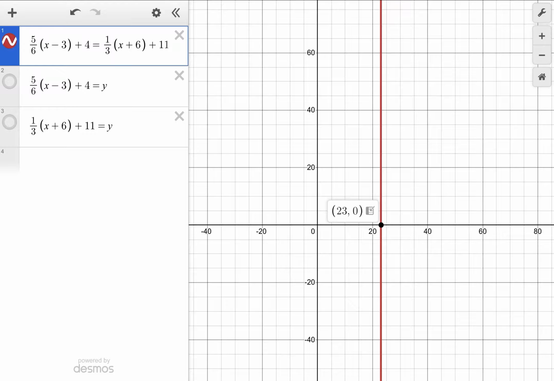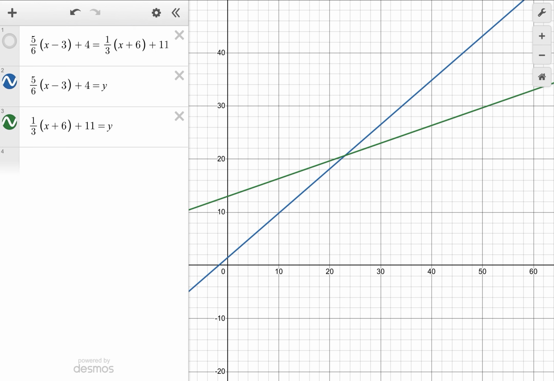Now, I kind of already went over this. You can graph the two sides of the equation, and we already covered that. If you graph these two, you get that value of x equals 23, which is the answer. So once again, that's just a couple of things to keep in mind.